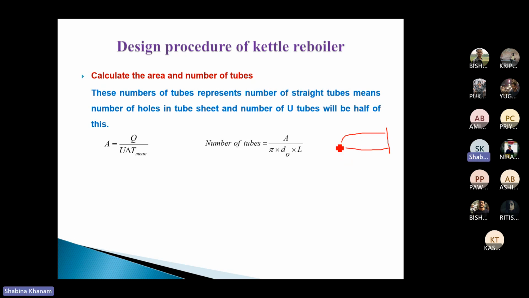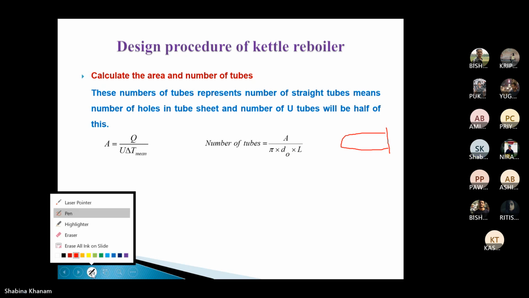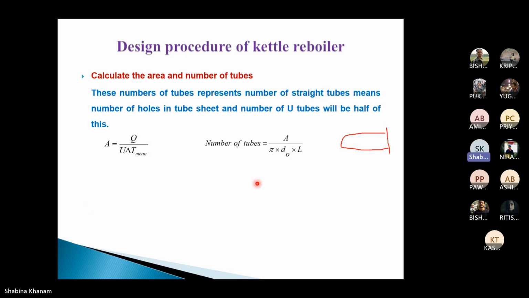Now if in the problem it is given like half leg or one leg of the U-tube, then you will consider that length minus the tube sheet thickness once only. So that you should keep in mind, and then you consider L effective, and then you can find out the number of tubes.